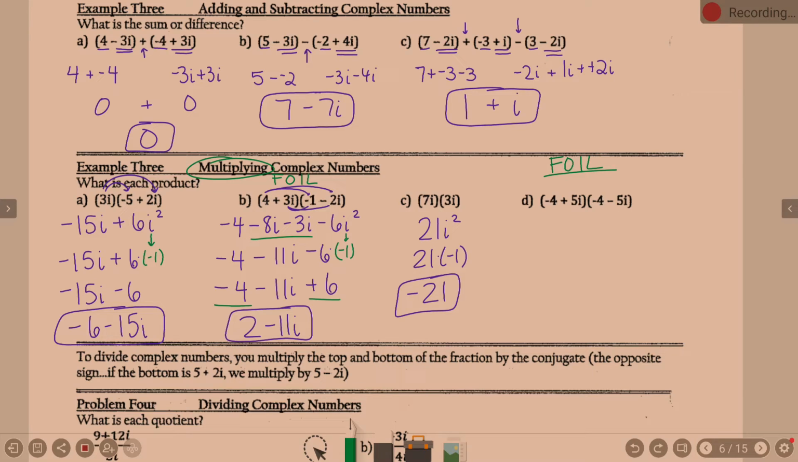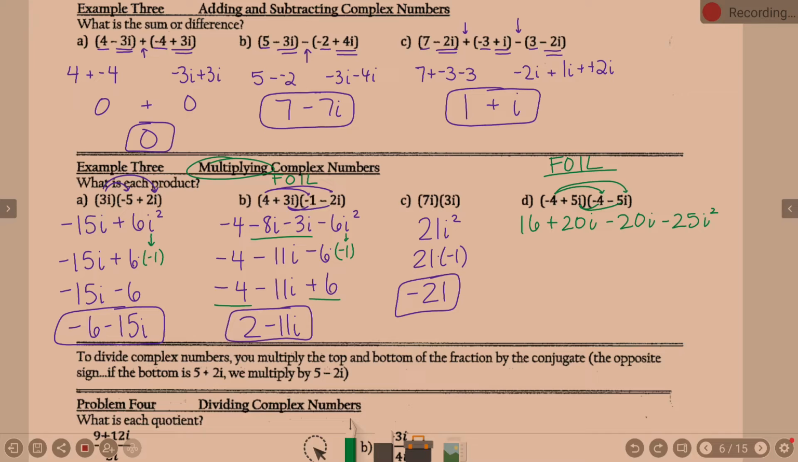So FOIL with me, please. First, -4 times -4? 16. Outsides, or distribute: -4 times -5i. Negative times negative makes it plus 20i. Insides, or start distributing the 5i: 5i times -4? Minus 20i. And then last, 5i times -5i: minus 25i squared.